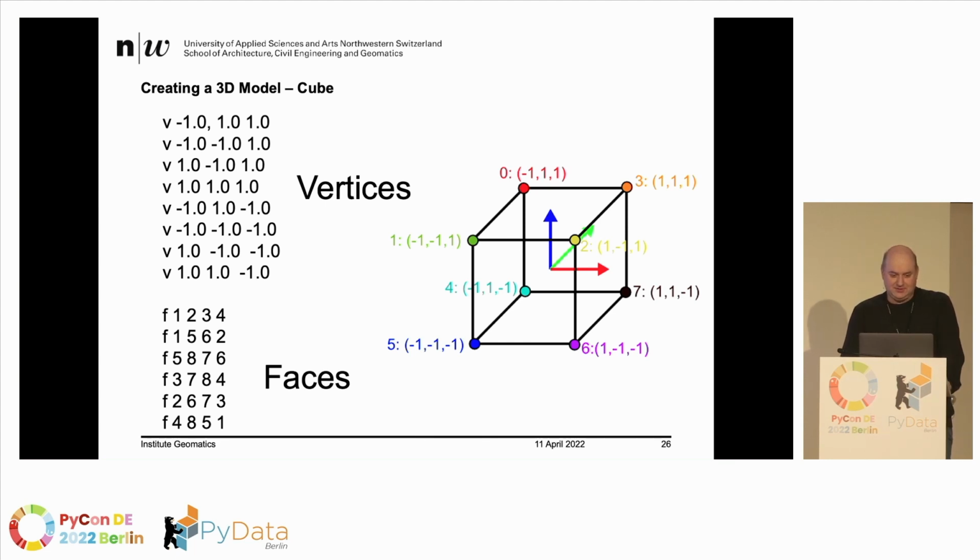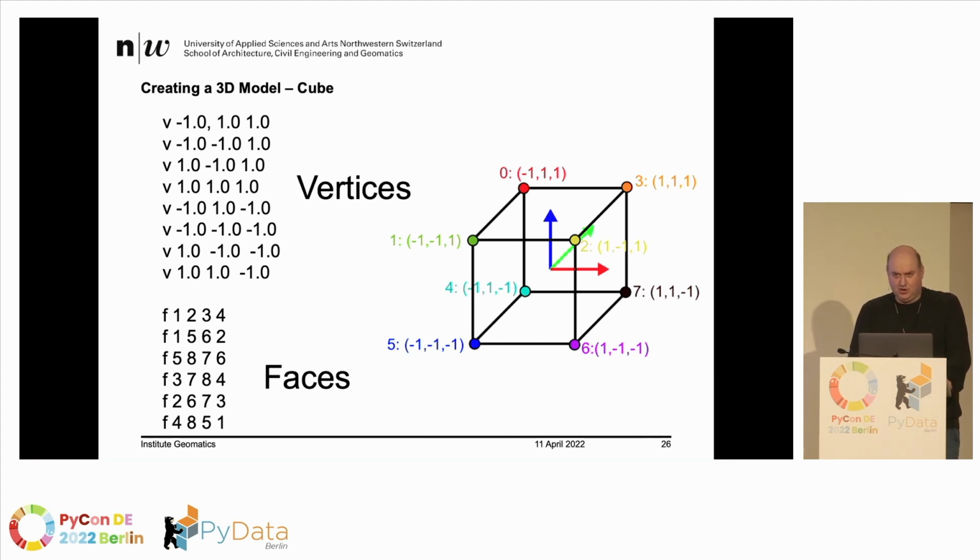First, you have a list starting with V. You have a list with coordinates. For example, here is a cube. You have the coordinates of all edges. V, the first, second, third, and then at the end you have 8 vertices defined. And then after the definition of the vertices, you have the faces. It's basically polygons, so you connect 1, 2, 3, 4. Actually, on this image, I started with 0.